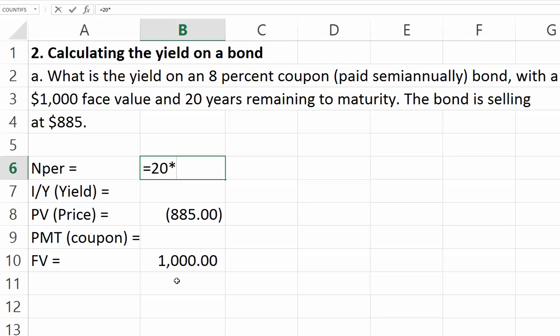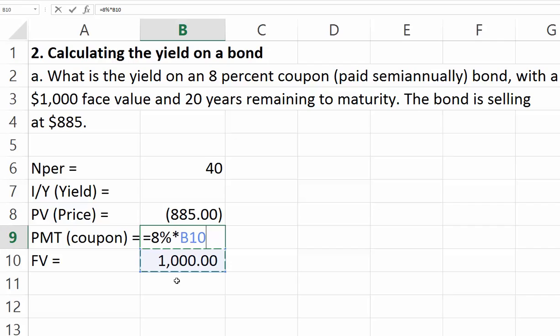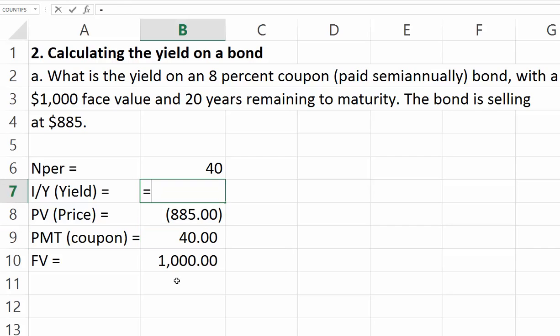However, since it's a bond that pays interest semi-annually, we have twice as many semi-annual payments. And we know that the coupon rate of this bond is 8%, so it pays 8% times the face value of 1,000. Since this is a semi-annual bond, the payment amount will be half of the yearly amount every 6 months. Then we estimate the rate.